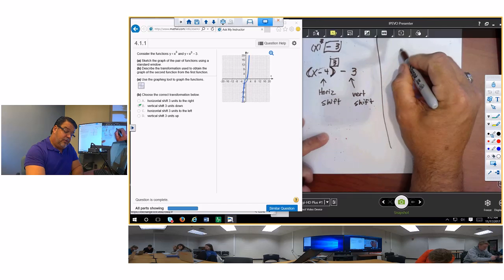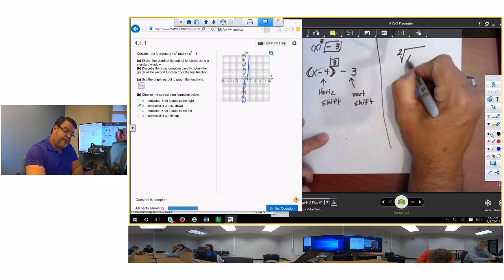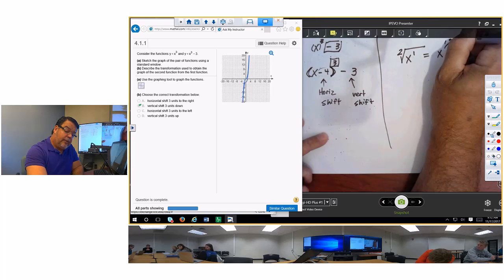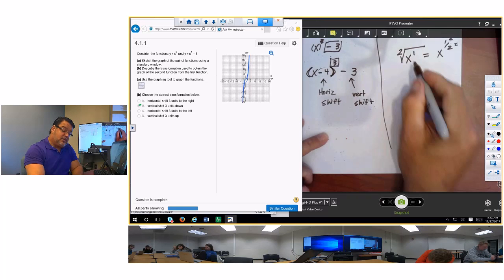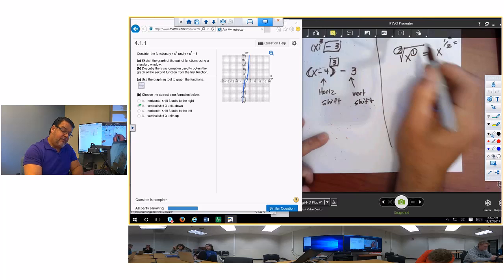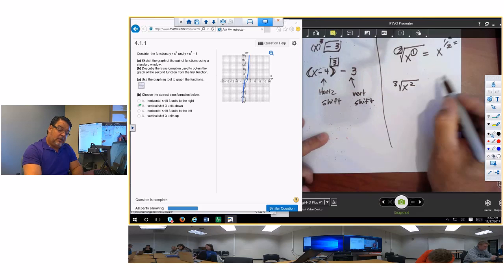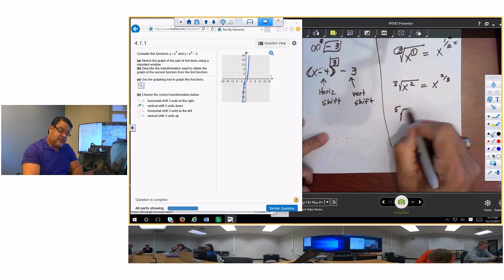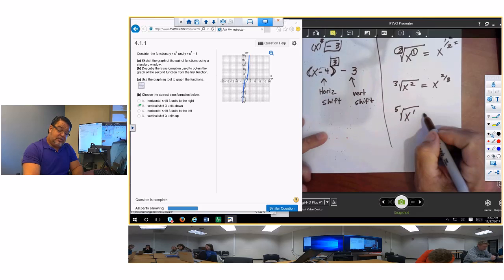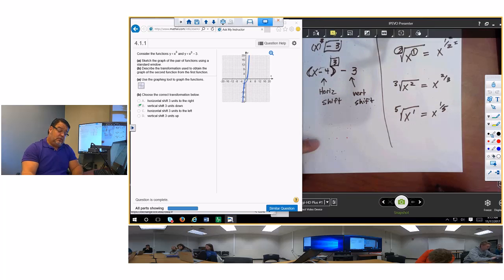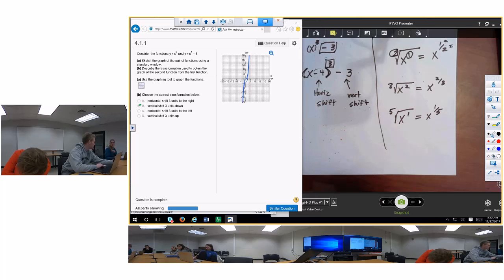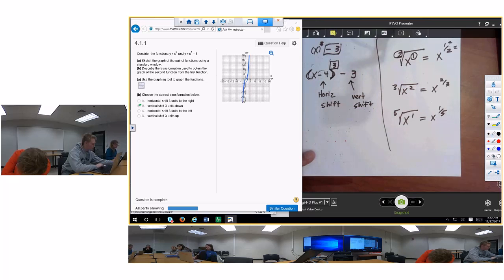As far as your question goes, just remember this. The square root of x to the 1st power is equal to x to the 1/2 power. And this is exponent over what? Index. Exponent over index. So if you have the 3rd root of x to the 2nd power, that's equal to x to the 2/3. If you have the 5th root of x to the 1st power, then that's x to the 1/5. Okay? So does that help? Yes, sir, it does. All right.